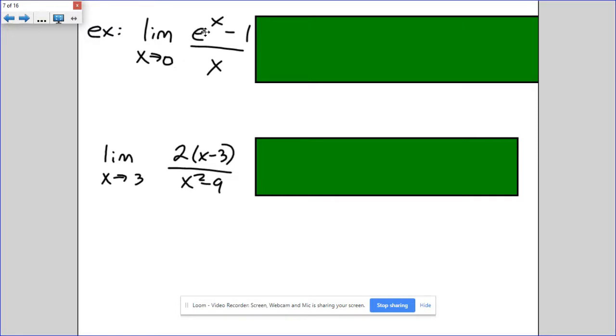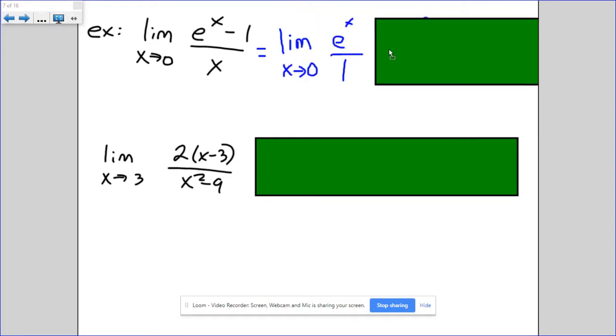So I plug in 0, I get e to the 0, which is 1, minus 1. So I get 0 on top. I plug in 0 on the bottom. I get 0 on the bottom. So that tells us L'Hopital's rule will work. We want to make sure it works first. We get 0 over 0, so it does work. So our next step is to take the derivative of the top and the derivative of the bottom.